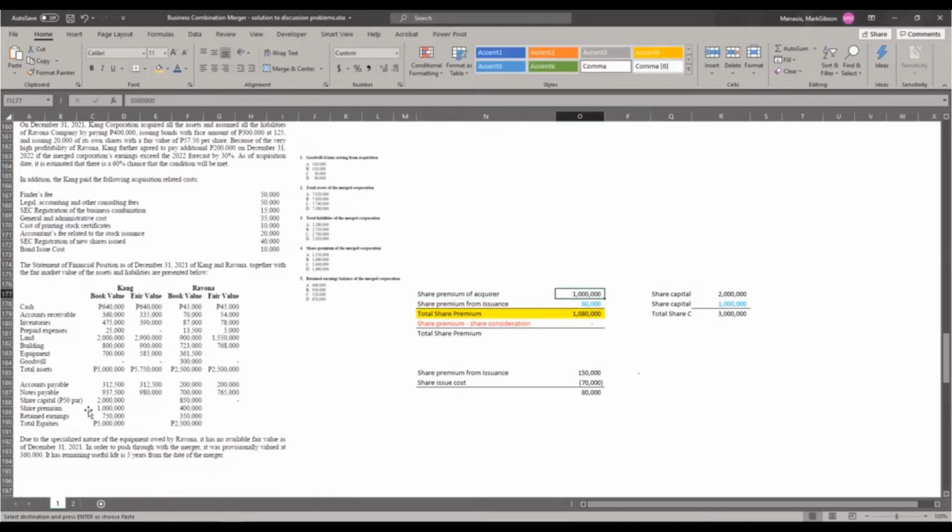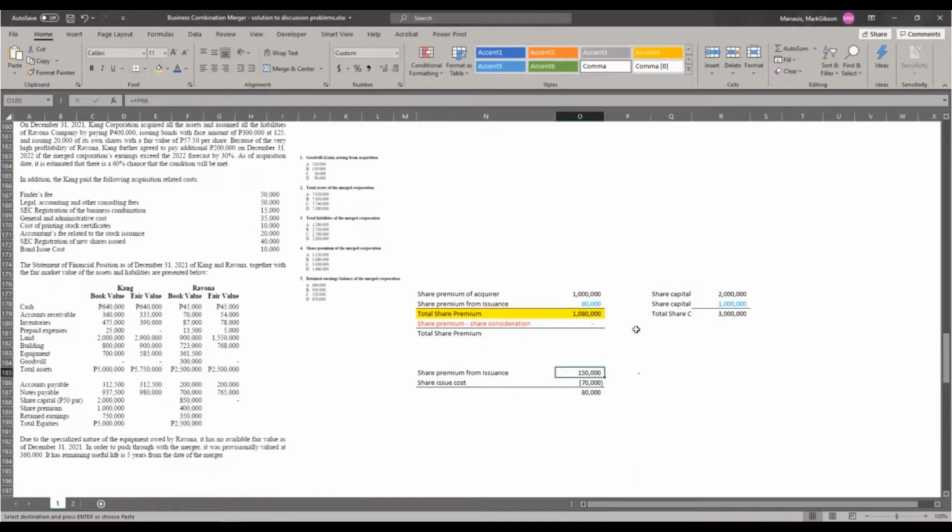So share premium ni Kang, meron ba? Ayun, 1 million. Share premium from issuance, that's 80,000. Paano natin na-compute yun? O, class, meron tayong share premium from the issuance cost, 150,000. Paano nga ulit na-compute yun? Para hindi na ako mag-scroll up, we have 20,000 multiplied by the par value of 50. So anything in excess, yun yung nabubuk sa share premium.